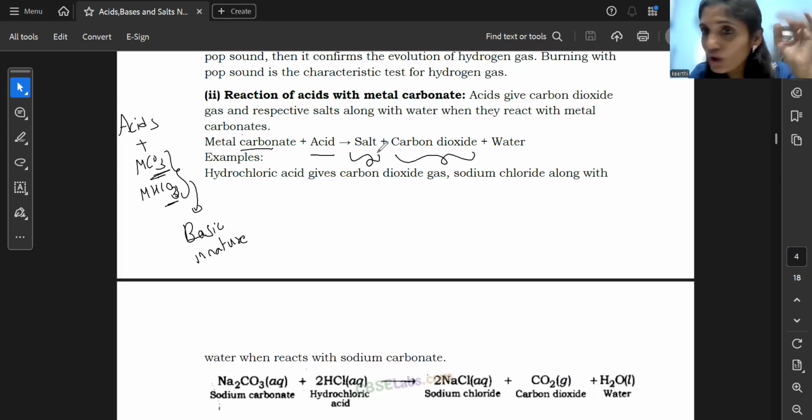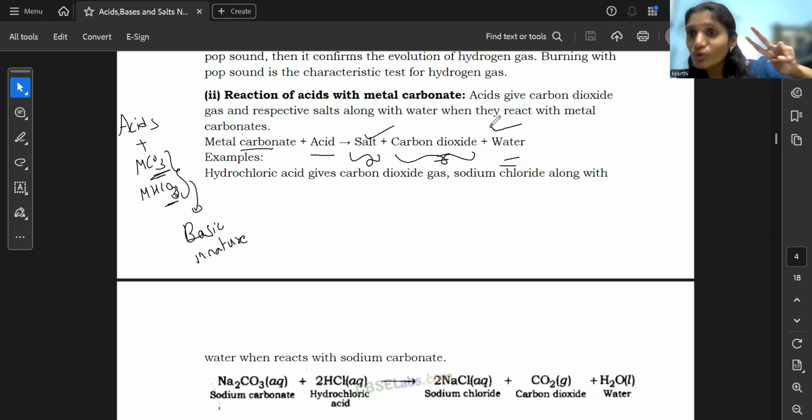Because the metal carbonate is basic in nature and this is an acid, a basic compound plus acid has to definitely give a salt, because acid plus base gives you salt. This is not a clear base, but it is a basic compound. So you will get a salt. Why are you getting water? Ma'am, it is almost a neutralization reaction, because it is an acid and basic compound reaction, so salt you will definitely get, water you will definitely get.